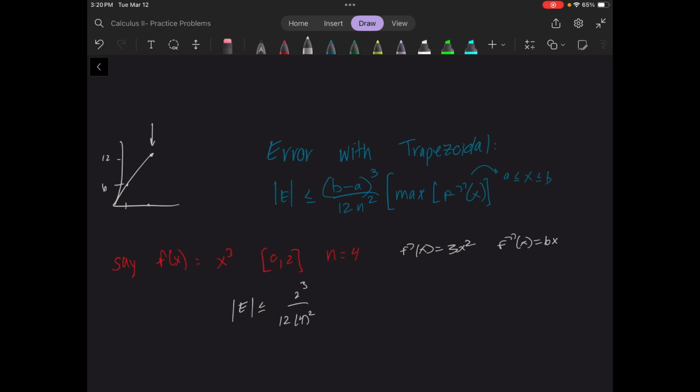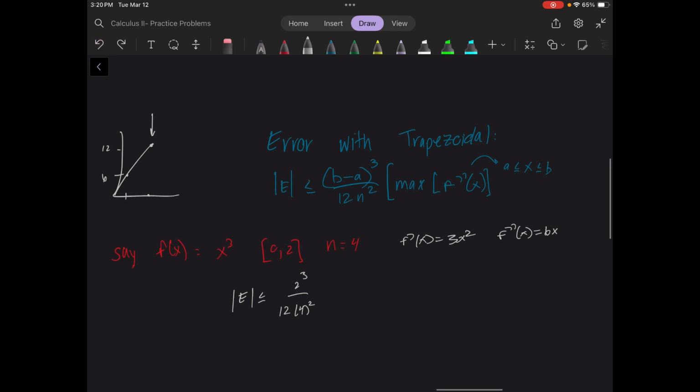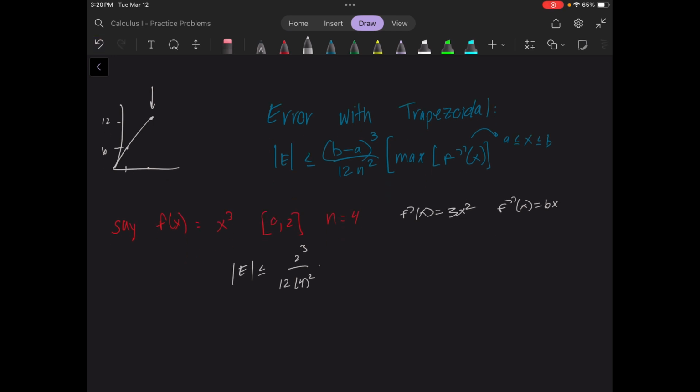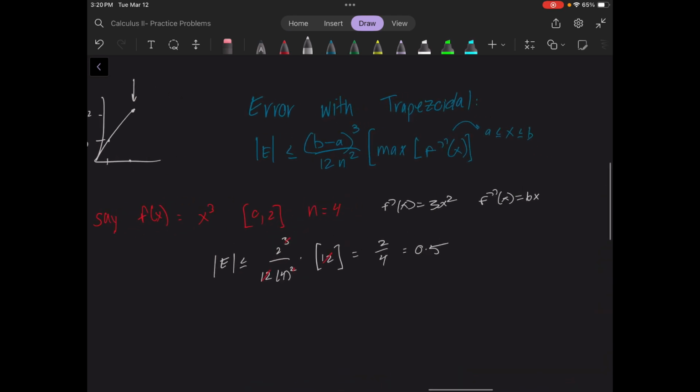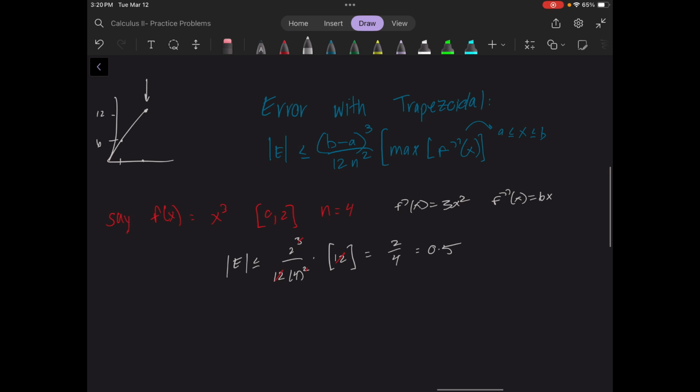So we're going to plug in 12 for all of this, because that is what the maximum value was. So all of that just turned to 12. Well, we can see at least that the 12 canceled the 12. And we can get rid of a 2 squared on top and a 2 squared on the bottom. That's going to leave us with an error of about 2/4 or 0.5. Okay, so that is expected with 4 trapezoids.